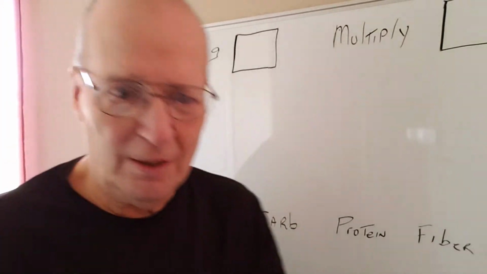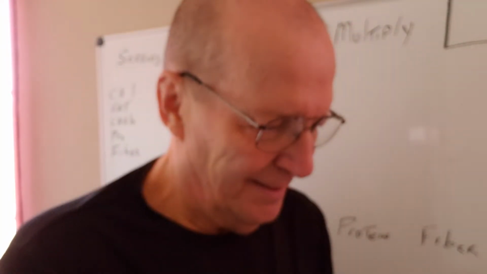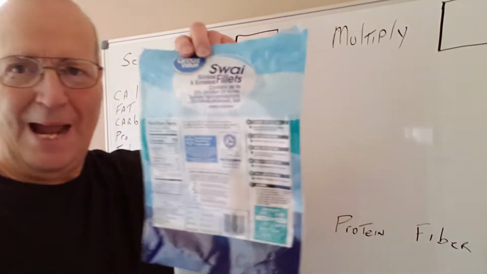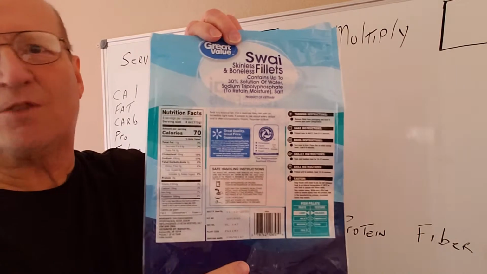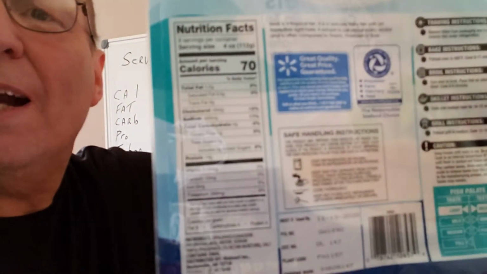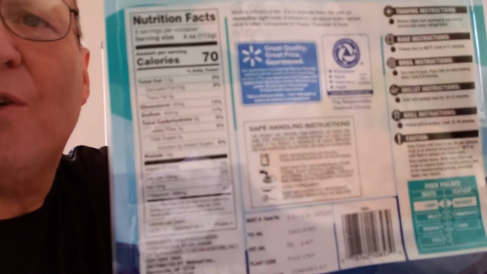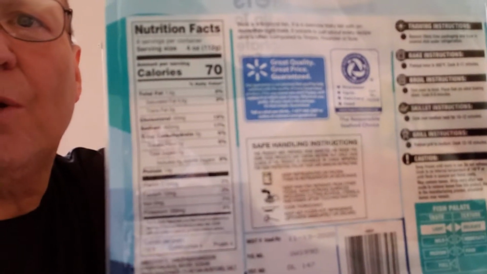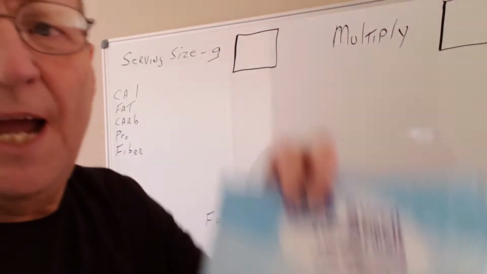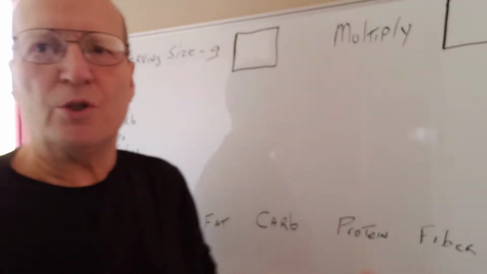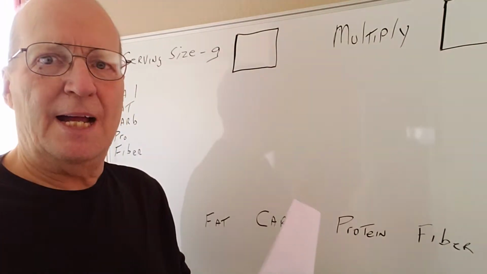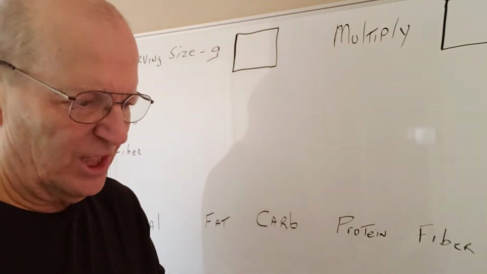So, first of all, let me grab this package. One of my favorite things to eat is fish. And as you can see, right on there is the nutritional value, the nutritional label on the package. Every single package of food or drink that's going to be consumed has nutritional value. So I've made it simple by showing how this math works.